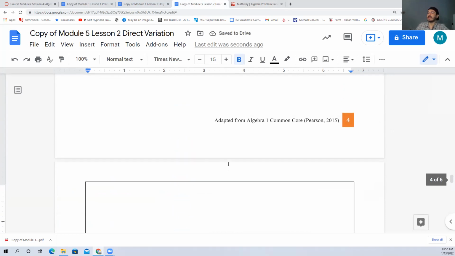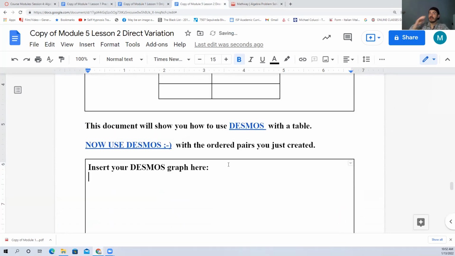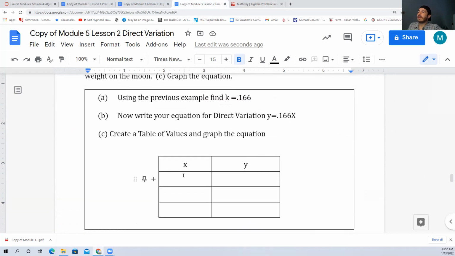I can't, that's why Desmos is better. You can take a screenshot and copy the screenshot in, or you can stop being resistant and use Desmos. And by you, I mean me. Okay.